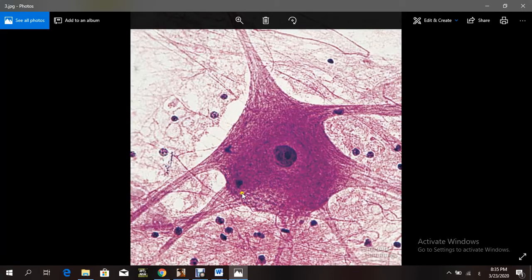Typical neuron, the perikaryon of the neuron. Those are the processes or the dendrites of the neuron, with the nucleus in the middle, and those darkly stained areas are the Nissl bodies, while those small cells represent the neuroglial cells or the supporting cells.